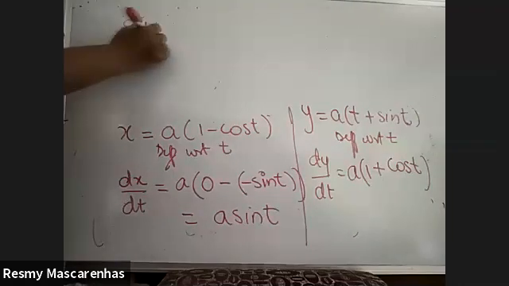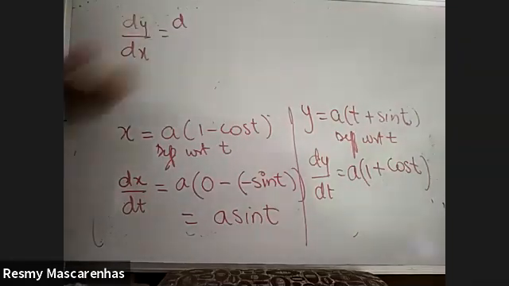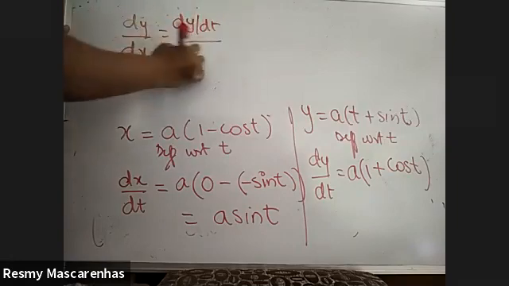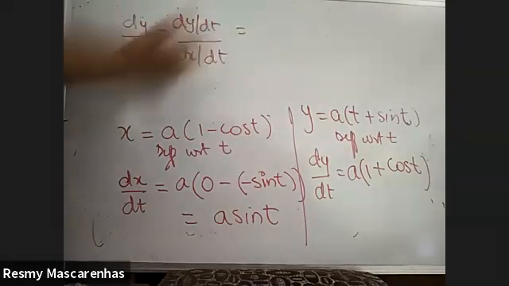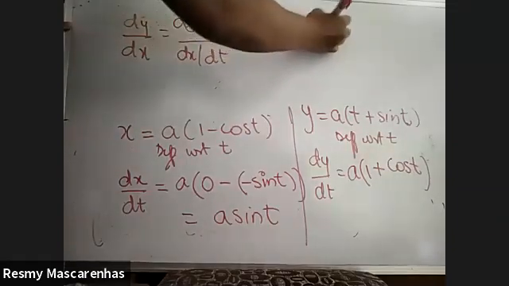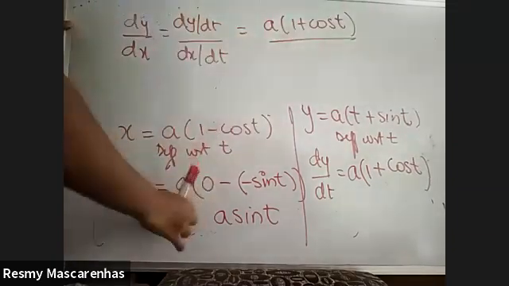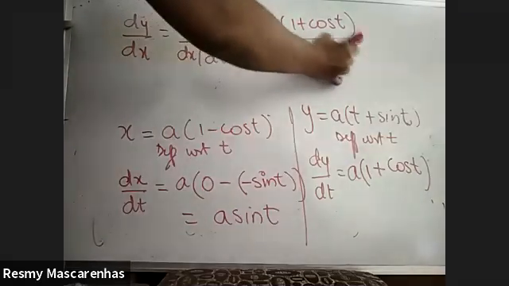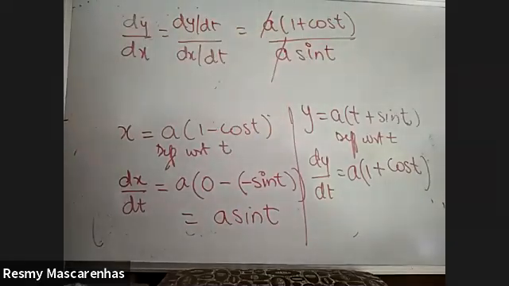So dy upon dx will be dy by dt upon dx by dt. So a into (1 plus cos t) upon a sin t. A and A will cancel. This would have been your normal answer. If they had not asked you anything extra, you would keep it like this. It would have been okay, correct. But now since they have asked you something in terms of what you want now, that's why you have to go for additional simplification.